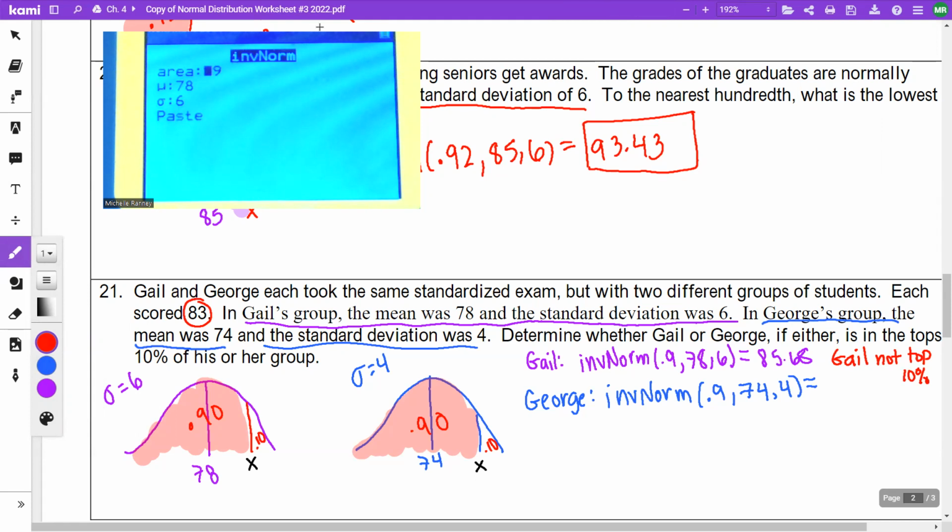Okay, and then we are going to do George. And we still want 0.9, but his mean was 74 and his standard deviation was 4. And so in his group, a score of 79.13 would have been acceptable. So that means George is in the top 10% because both of them scored 83. 83 for her would not put her in the top 10%. 83 for him would put him in the top 10%.